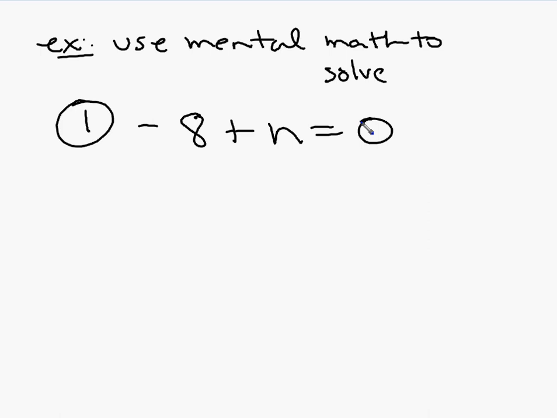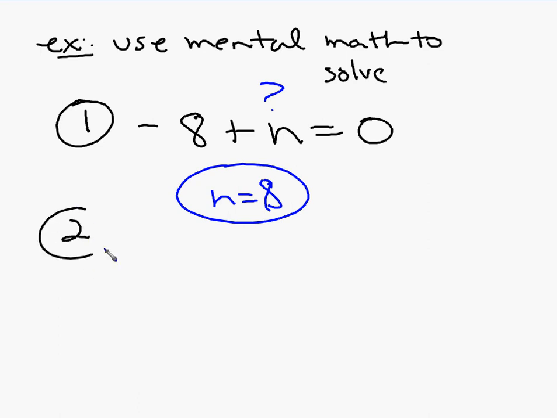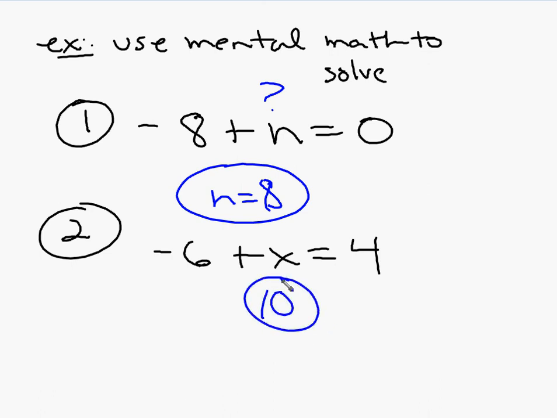So this is saying negative 8 plus what would be 0? It's going to be 8. Okay? So n equals 8. Right? Just working through it mentally. Let's do another one, or maybe you have to think a little bit more. Negative 6 plus x equals 4. So now it's asking, what would I add to negative 6 that would give me an answer of 4? 10. It'd be 10. Okay? So you're going to have some of those problems tonight, and we'll stop there for today.